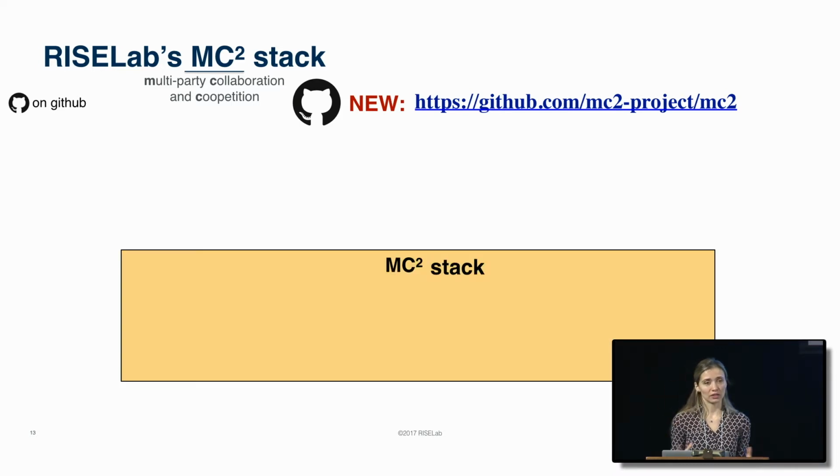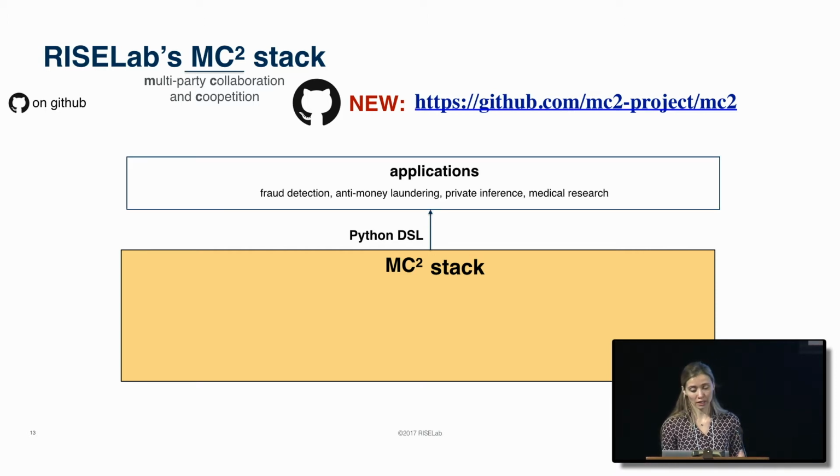To give you a sense of the stack, the goal with MC² is to export a Python DSL, a Python interface, such that any non-expert system developer who doesn't have to understand hardware enclaves or cryptography just writes the learning task in Python. And then they can write different applications that they care about on top of this Python interface of MC², whether those are fraud detection or anti-money laundering, private inference, medical research, and whatnot.